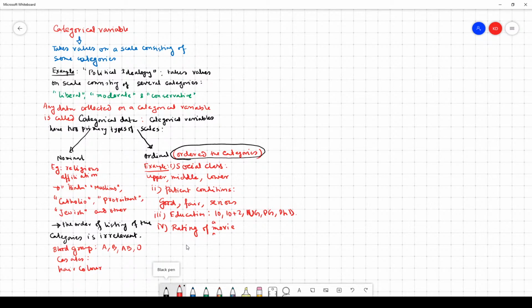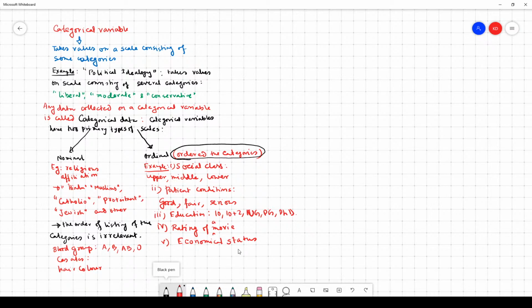Pritam suggests economical status. Very good. Economical status is another example, similar to social class. Social class and socio-economic class are different, so economical status is another example of ordinal data.